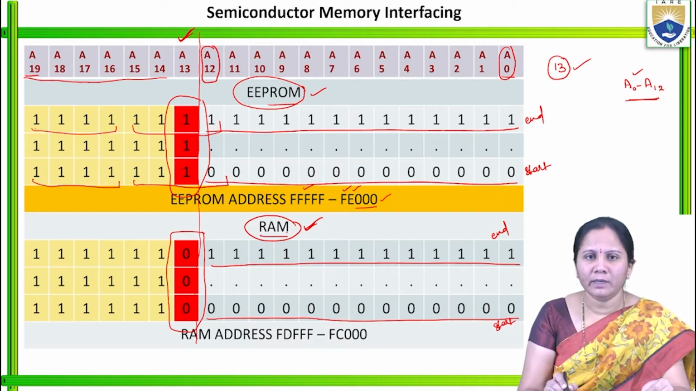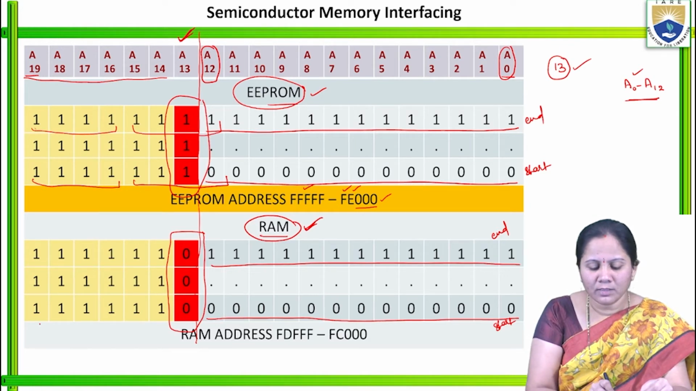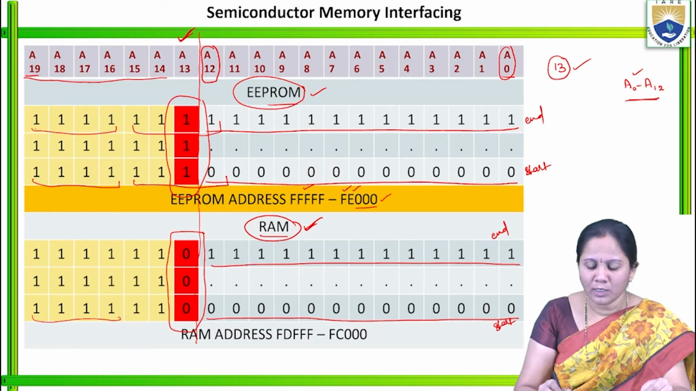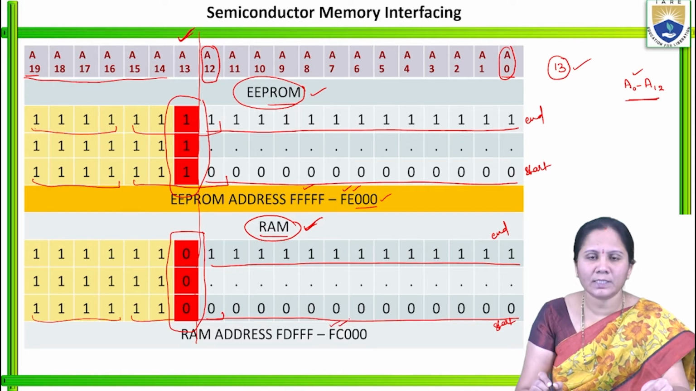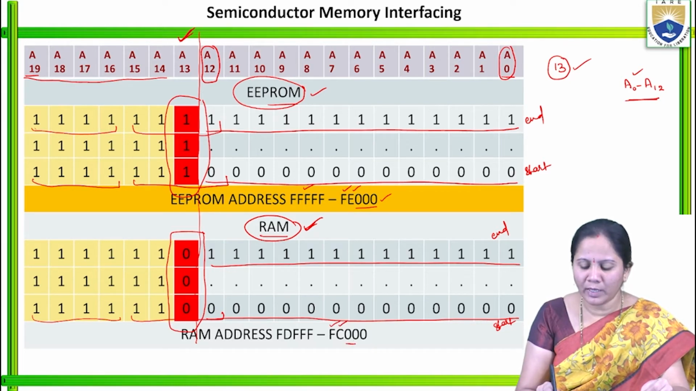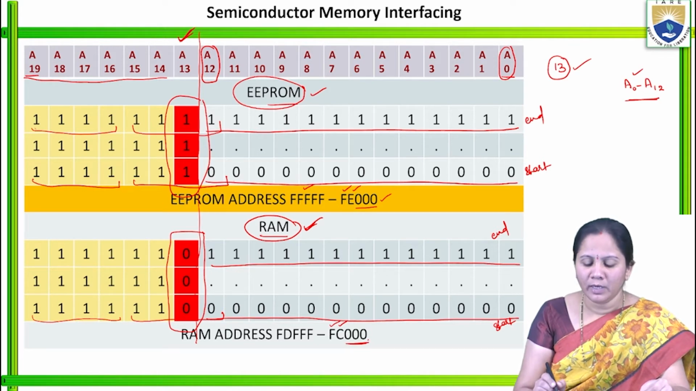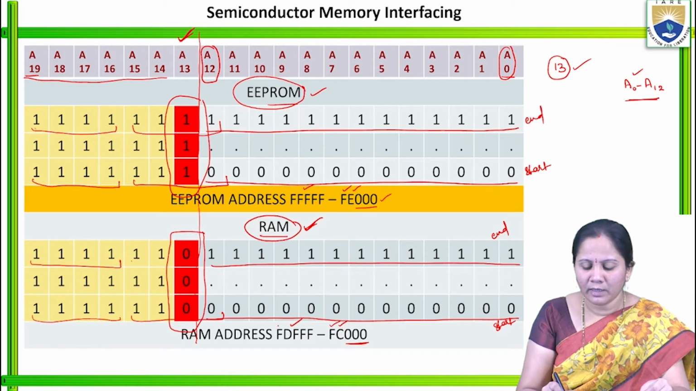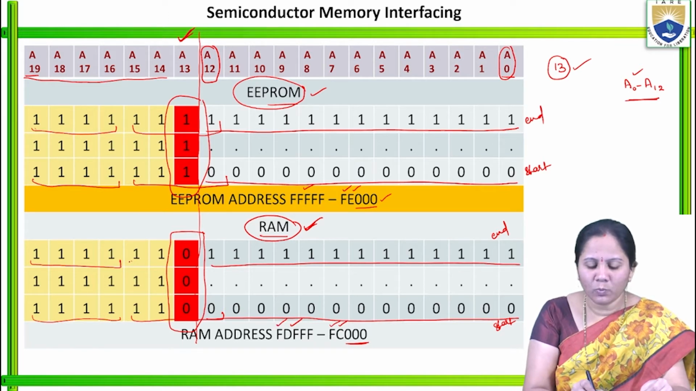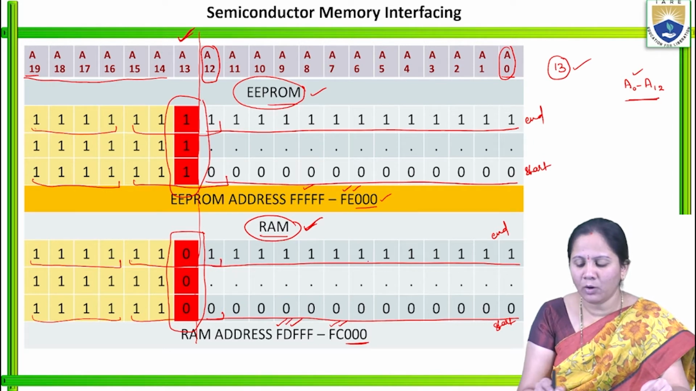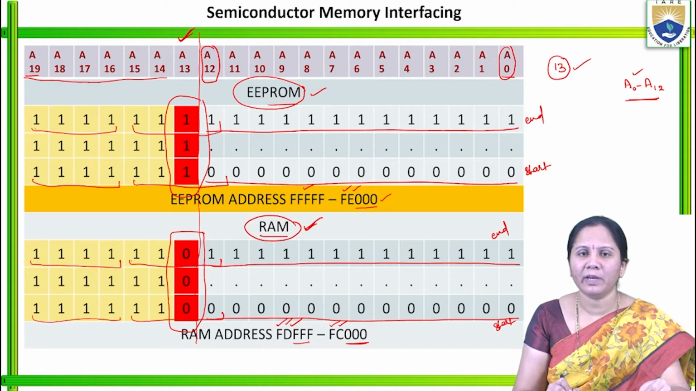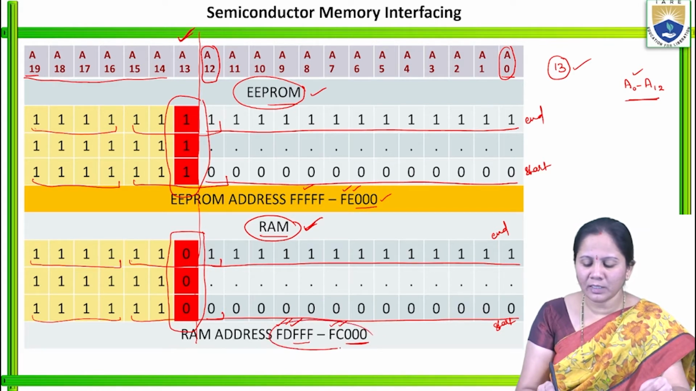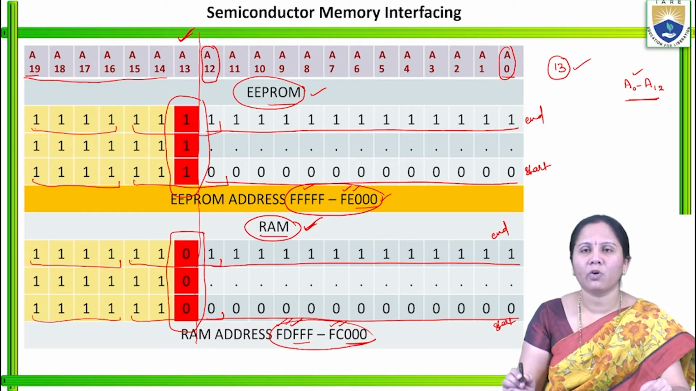Coming to RAM here, the starting address's first 4 bits are ones, so the value is F. Next 1100, the value will be C. And the remaining bits are zeros, so the value will be 000. To decide the ending address of the RAM, all these 4 bits are 1, and this is F here. And 1101, the value is D. And all the remaining are 1, so it will be FFF. Like this, we have to find the starting address and ending address of ROM and RAM.